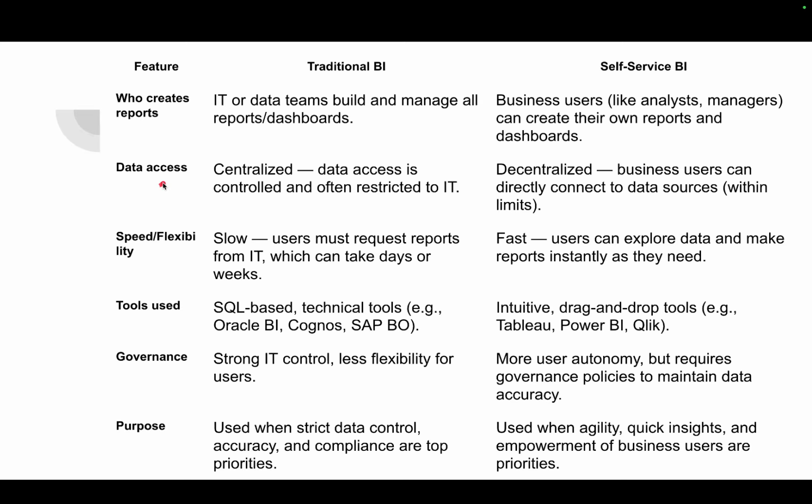And the second point is data access. What is the meaning of data access? In traditional BI it was centralized, and in self-service BI it is decentralized, meaning now anybody can use it directly. Users can go and grab the data and start creating their own visualizations. But in traditional BI, data access was restricted. It was controlled by the IT team, right? So only they could have this access and use it.